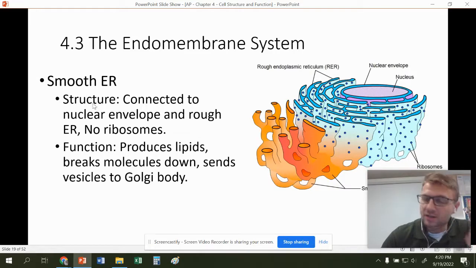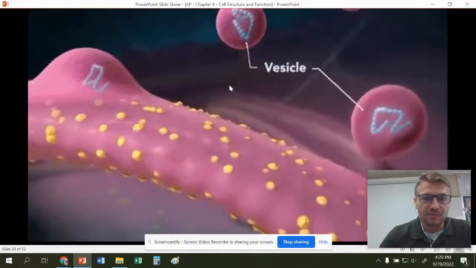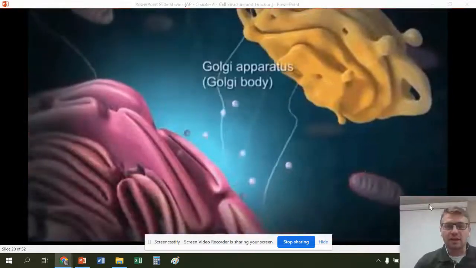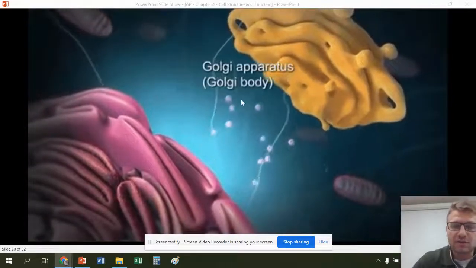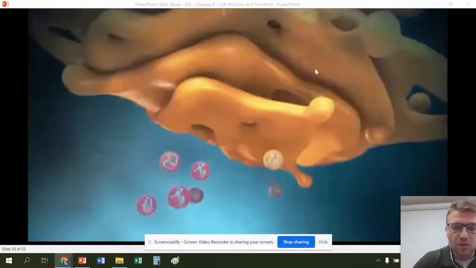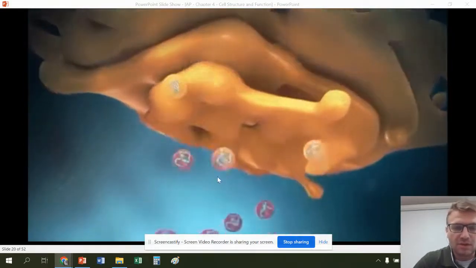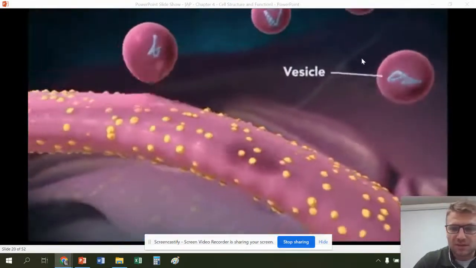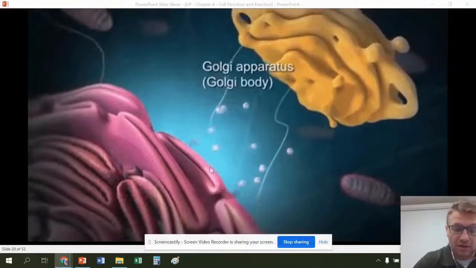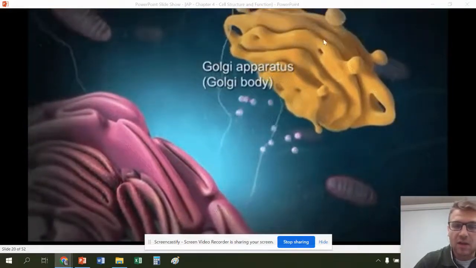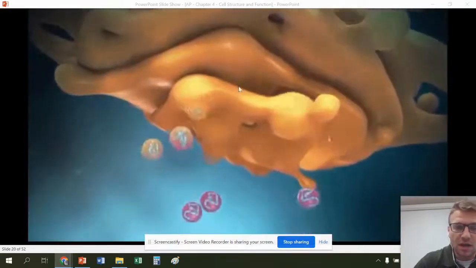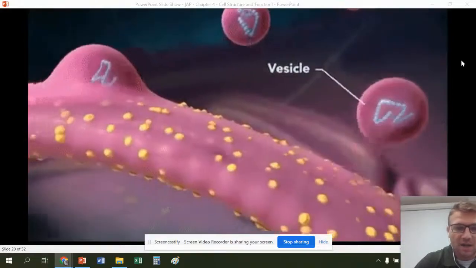Remember that the smooth ER doesn't have ribosomes, the rough ER does. So rough ER makes proteins, smooth ER makes lipids, but together they make molecules that the cell is going to need. Here's a great little animation. You can see those vesicles leaving for the Golgi body. We'll go over both of those terms in a second, but you can see those vesicles with proteins and lipids leaving the rough and smooth ER. They're going to the Golgi body, and they're going to fuse with that Golgi body. I love that animation.